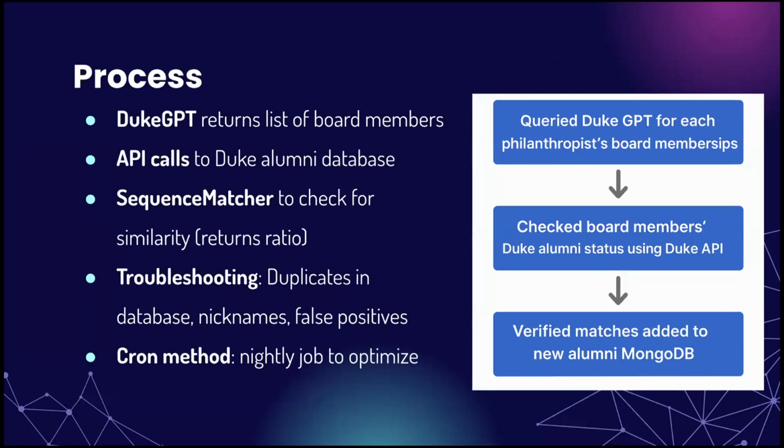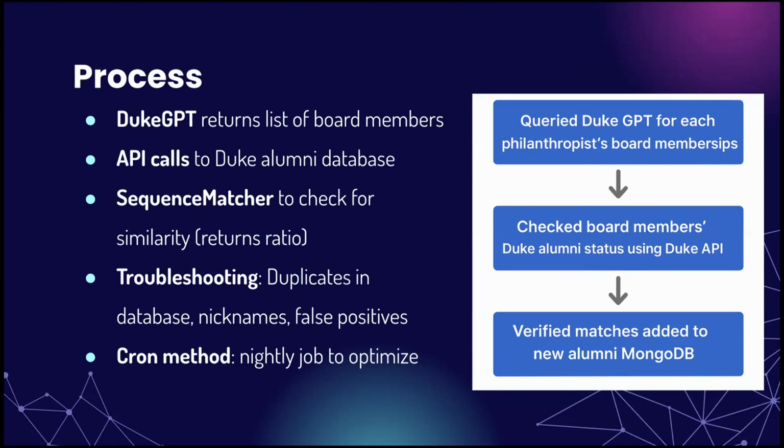So to find these connections, we first used Duke GPT to look through the boards of the philanthropists in our Mongo database and return a list of all the members on those boards. Then we sent API calls to the Duke alumni database to check to see if these people are actually Duke alumni. This process was done with the sequence matcher library from Python, which returns a score from 0 to 1 to check for the similarity between two names.